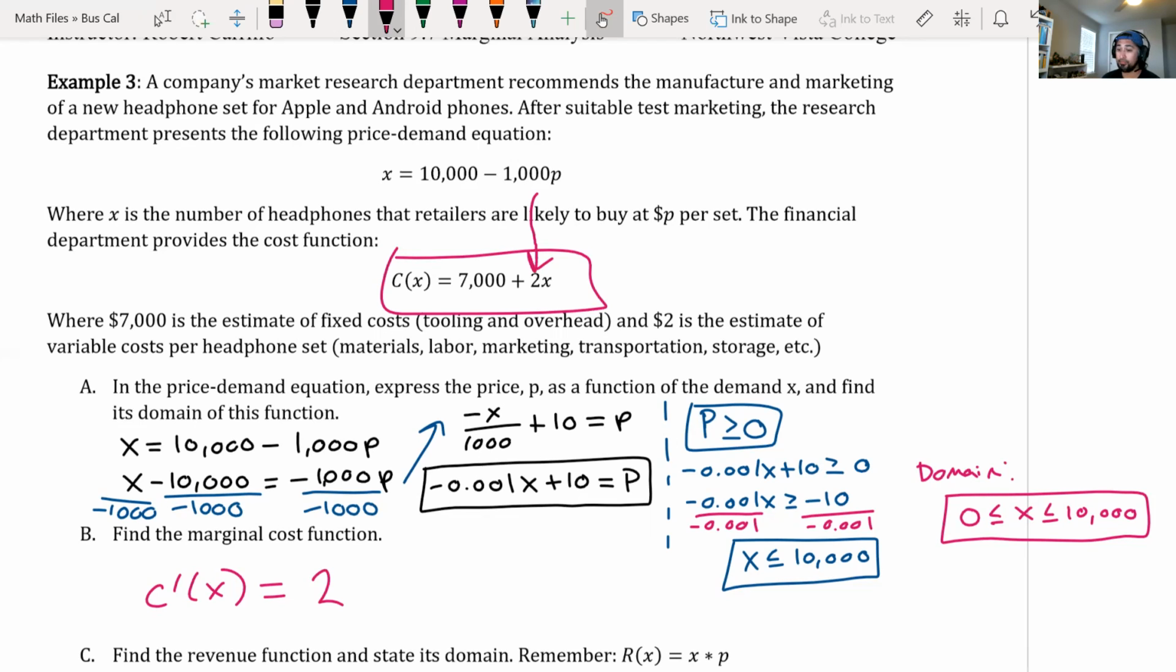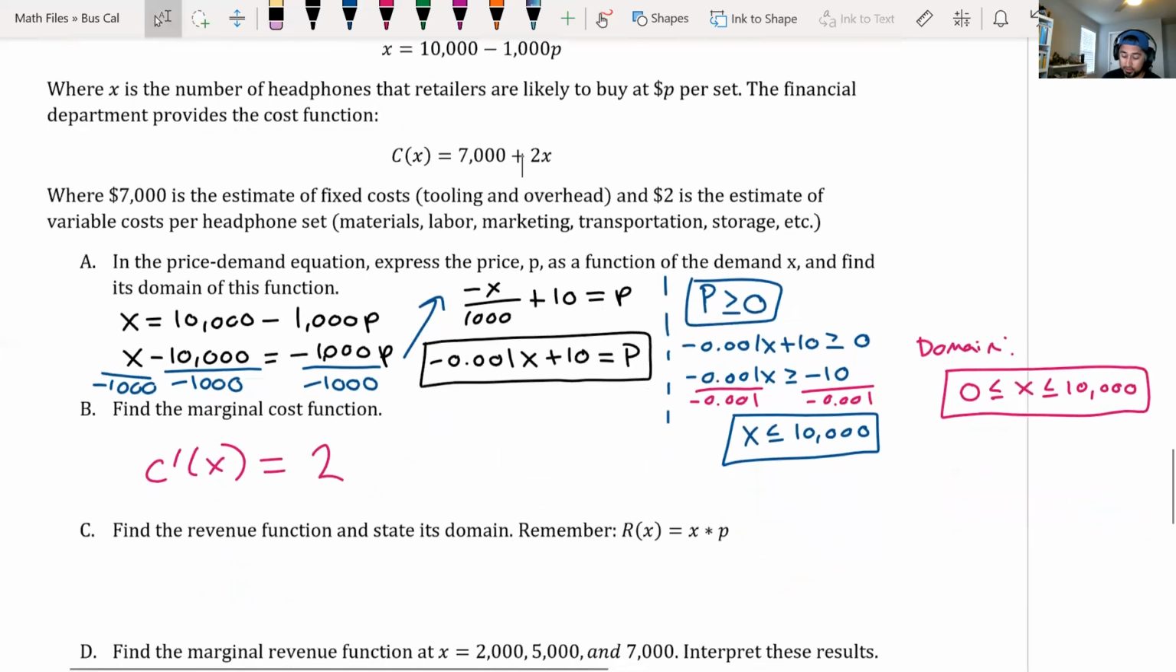And what this marginal cost function is telling you is that every time we make a headphone, we're getting charged how much per headphone? $2. Good. Okay. Any questions so far?